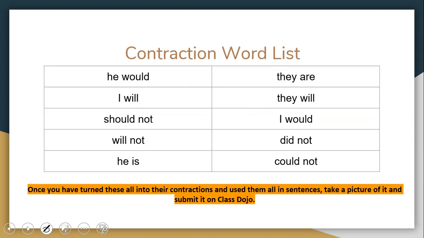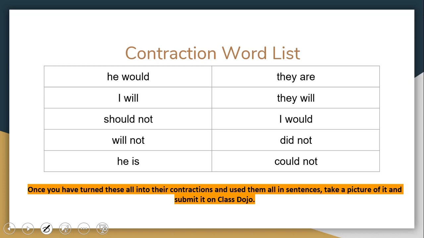Okay? So here is your word list. He would, I will, should not, will not, he is, they are, they will, I would, did not, and could not. So you need to take all of these words and make them into contractions. So put the two words together to make one, and then you need to write a sentence. You can choose to write one sentence that goes with each of the words. So he would, you can put that into a sentence and then write a separate sentence for I will.